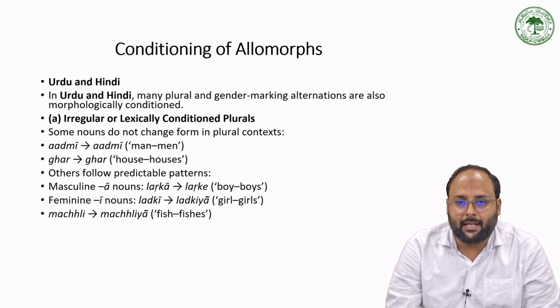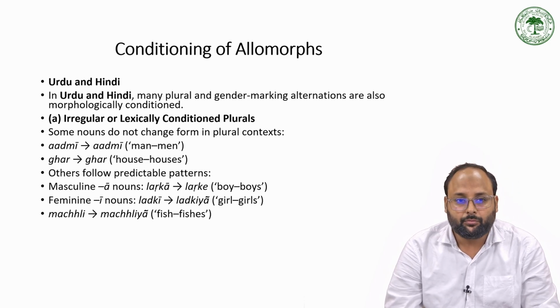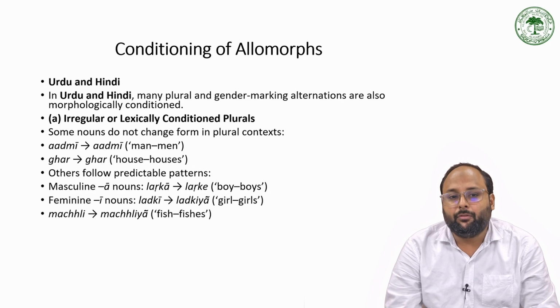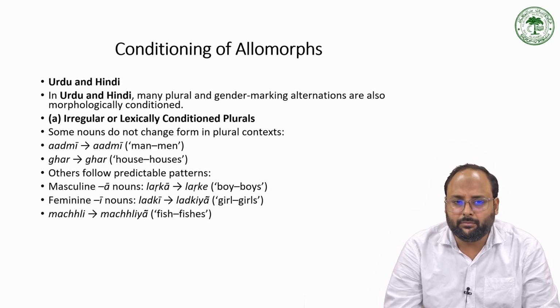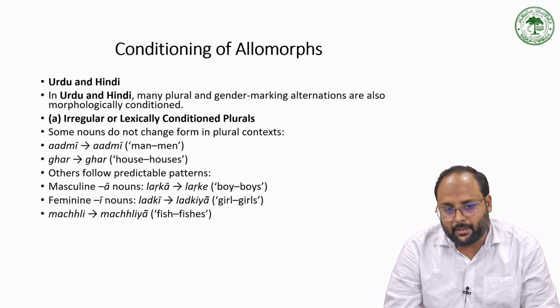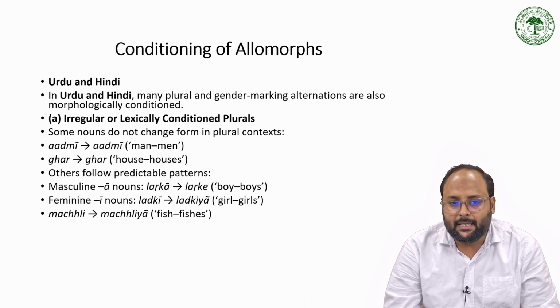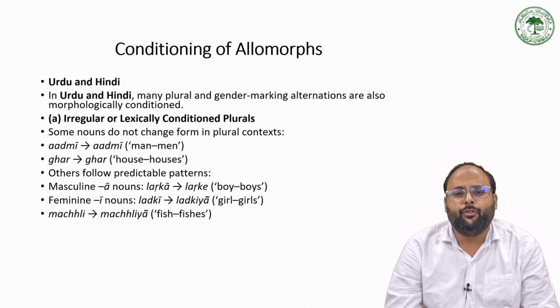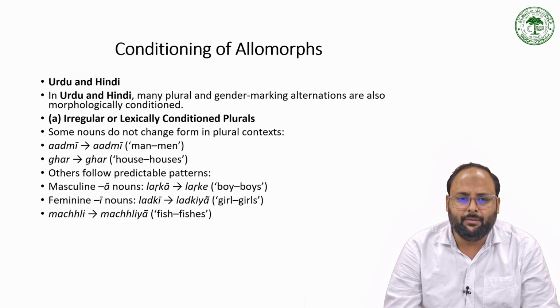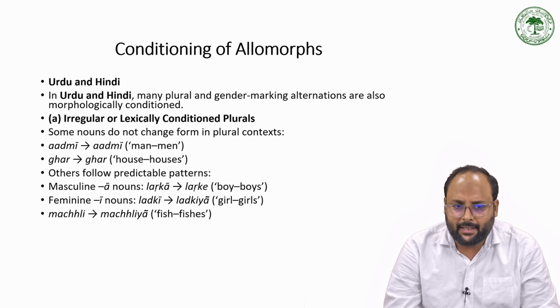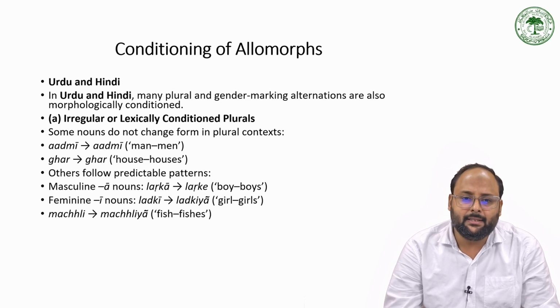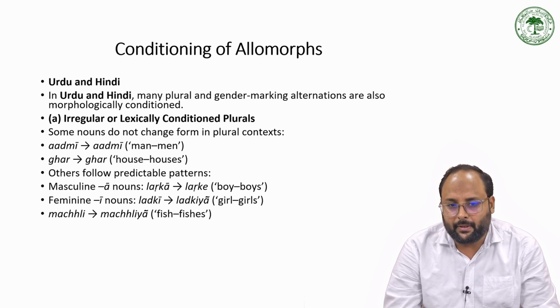Now we have some examples of Urdu-Hindi allomorphs. They are morphologically conditioned allomorphs, or we can say irregular or lexically conditioned plurals. When we make admi plural, it remains admi. When we make ghar plural, it remains ghar. On the other hand, there are some specific markers for plural. For masculine, we have a marker, that is ladka to ladke. For feminine, we have the ya marker, that is ladki to ladkiyan and machli to machliyan.